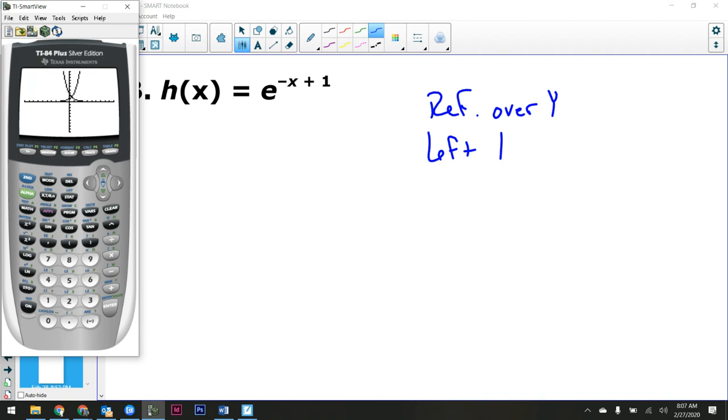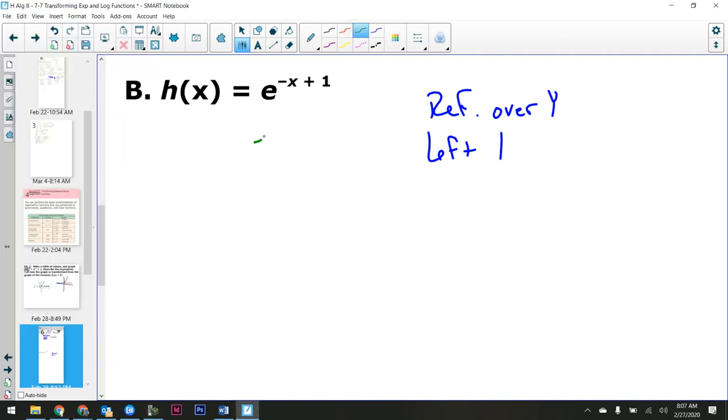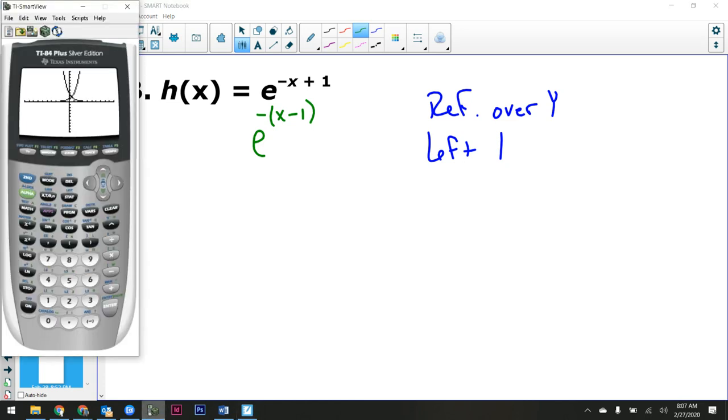Why is that happening? Couldn't I rewrite this? Couldn't I say this? What if I pulled out a negative? Now it's reflect, then move right. Don't we see that? So it's either reflect, then move right, or move left, then reflect. Weird, right? Because they end up being the same thing.